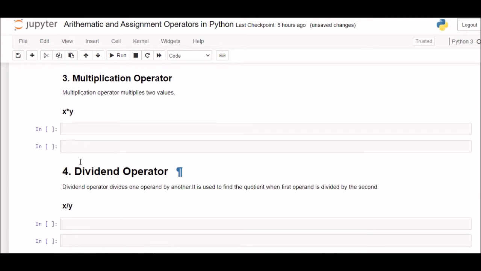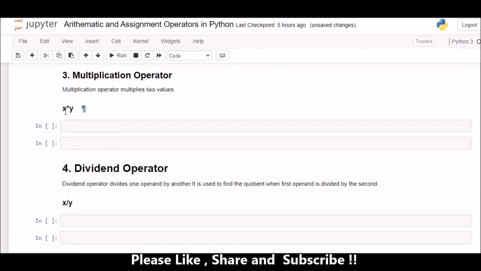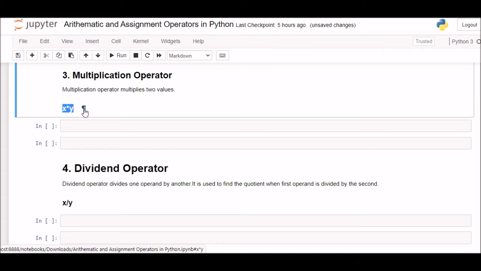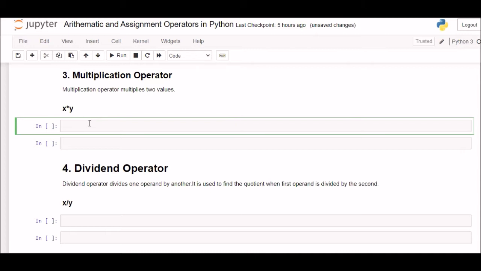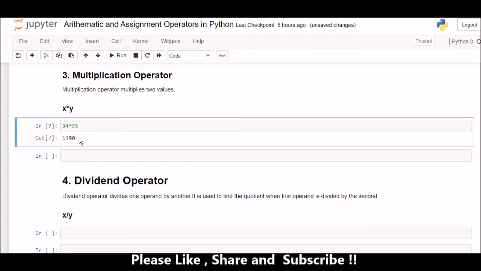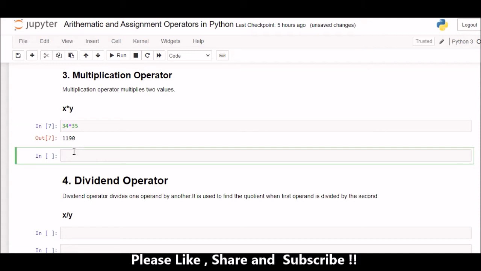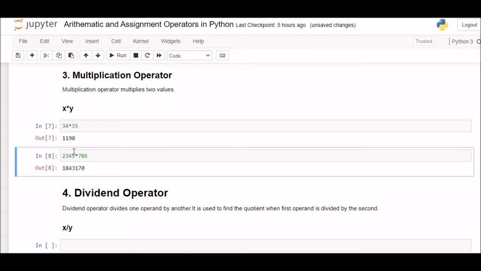Next one is the multiplication operator. It's very simple. It's just like x multiplied by y. This operator is used to multiply two values. For example, 34 with the help of the asterisk sign you can multiply two values. For example, 35. Let's run the code. It returns 1190. Okay, take one more example. Multiply 78. Let's run the code. Okay, so in this way you can perform the multiplication operator.